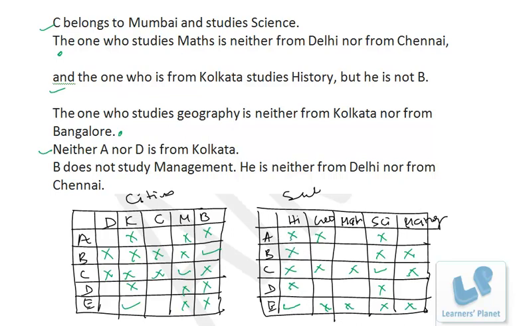Now the one who studies geography is neither from Kolkata nor from Bangalore. B is from Bangalore, that means B doesn't study geography. So we are left with B studies maths, right? If B studies maths, then all others are cancelled. That means subject wise we are clear. Except A and D, we are clear with the cities of every person also.